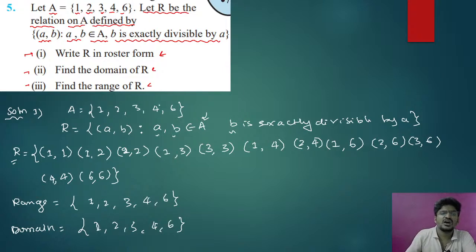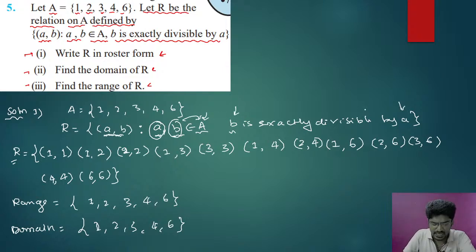See here, they are asking to write the ordered pairs (a, b) such that a and b both are in set A. That means the first element and the second element have to be chosen from set A. The second element is exactly divisible by the first element. Clear? So like that, you have to collect the ordered pairs.